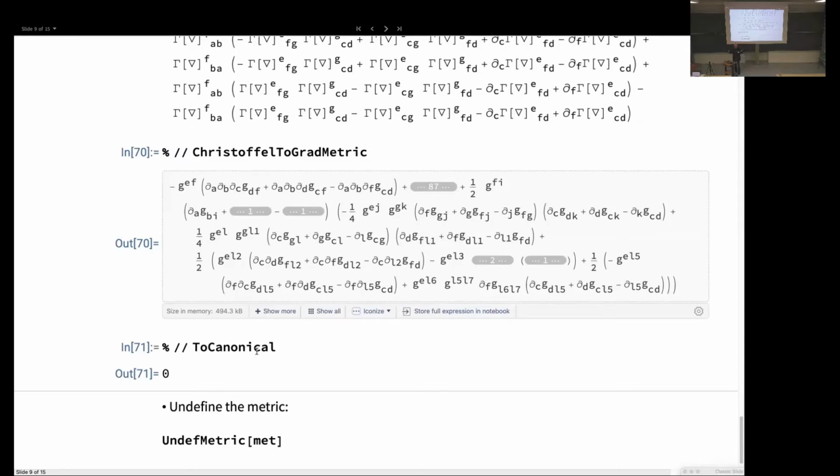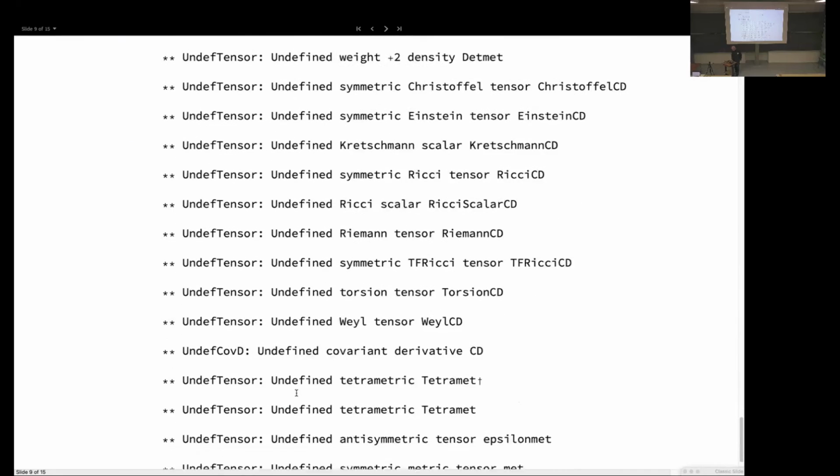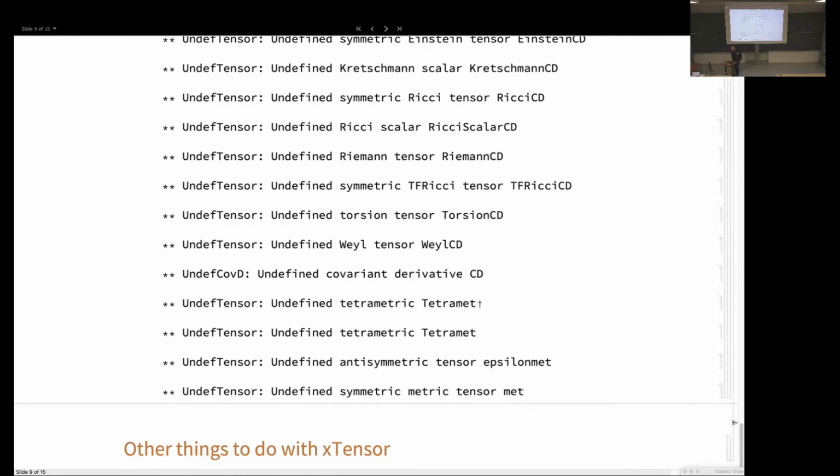And so this is just brute force, but this is how you use xAct. You don't care about more sophisticated ideas. You just do the expansion and let the computer do the whole thing. Okay, we undefine the metric, and here I have a list of other things you can do with xTensor.